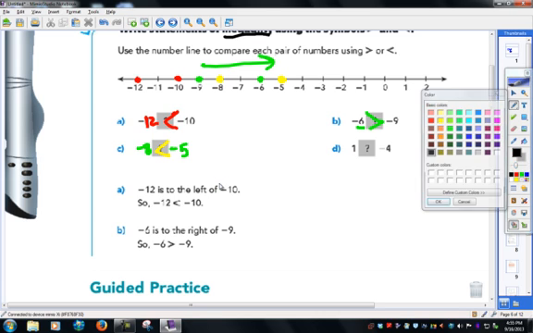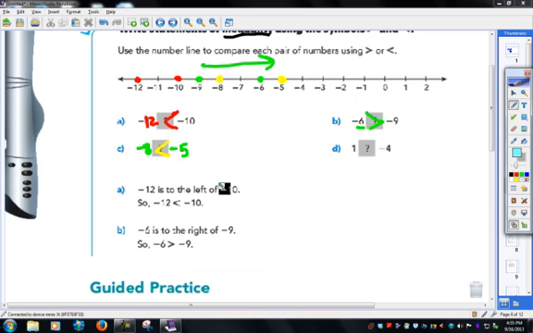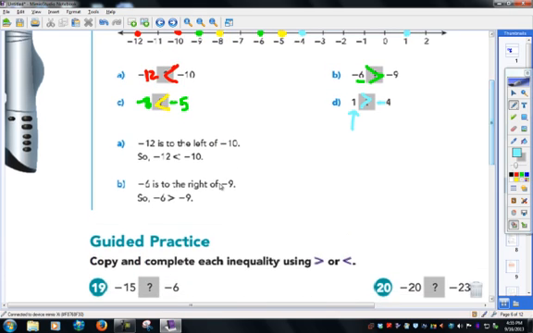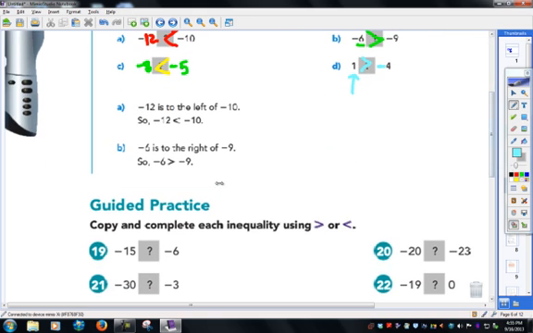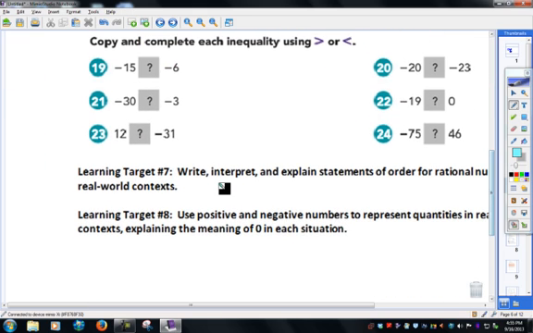And finally, we'll do this last one. We got the number 1, and then we got negative 4. So I got 1, which is right here. We got negative 4. Now you should know right away, if you ever see a positive number being compared to a negative number, then you have to immediately know the positive will always be larger. So that would be greater than. And there's the answers we just talked about. Let's go down here and do a couple of these. I'd like you to pause, and I just want you to do 19, 21, and 23.